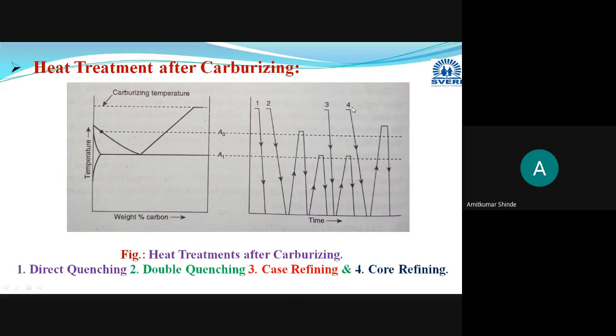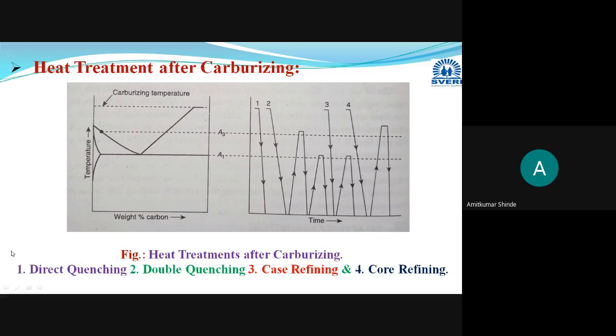Now, separately, the fourth hardening cycle will be like this. The component from carburizing temperature is cooled to the room temperature, then reheated above A3. Here we will get the homogeneous austenite, and again it is cooled to the room temperature, and here we will end up with the fine ferrite at the center. Hence toughness at the center will get improved. Hence it is also termed as core refining.